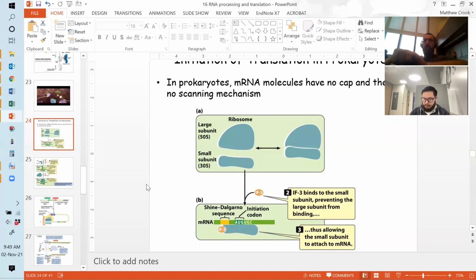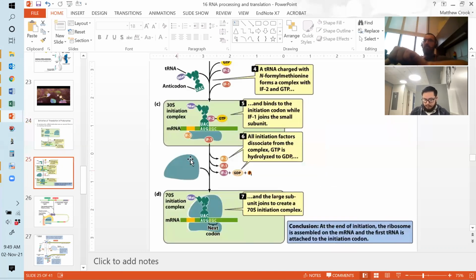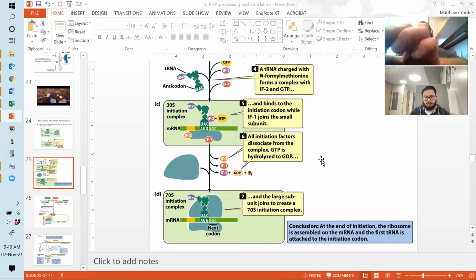Cool. Okay, so once that happens, then a whole bunch of stuff comes in, right? Including our fMet tRNA. So that recognizes the start codon and is always the first amino acid of a protein.